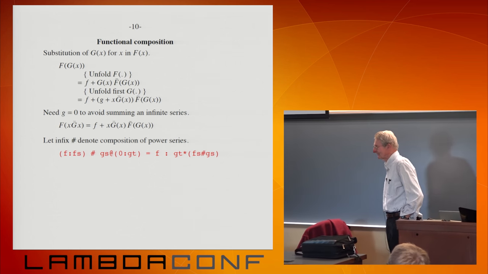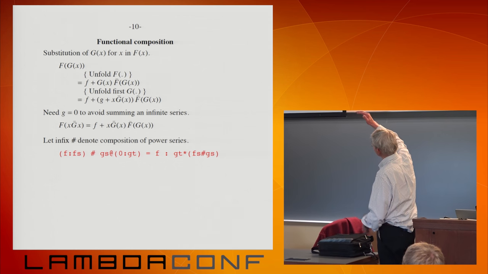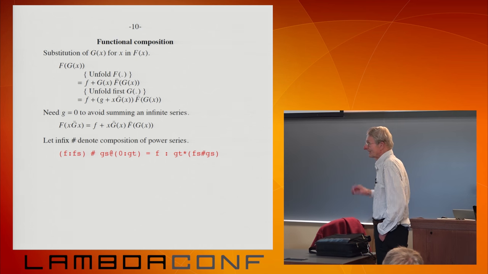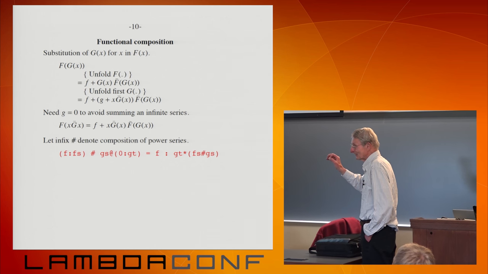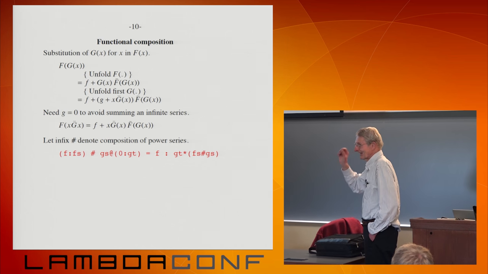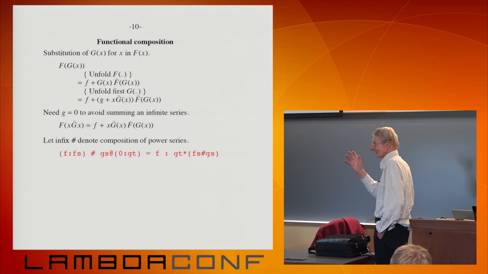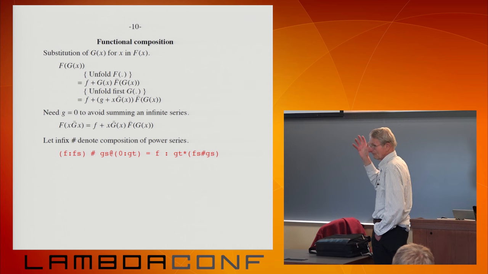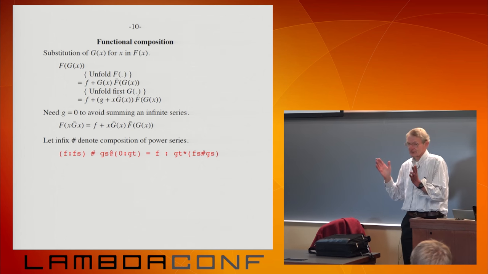Functional composition, f of g of x. The unfolding procedure goes again in two steps. But notice in that last line of the derivation, we have the head of F added to the head of G, and if we continue to unroll the tail of F, we will get all the heads of G added in there, and that's an infinite sum in order to compute the head of the result. That's not so good. So we restrict G to not have a constant term. Translating that formula, we get the one at the bottom with sharp taken as the composition operator.